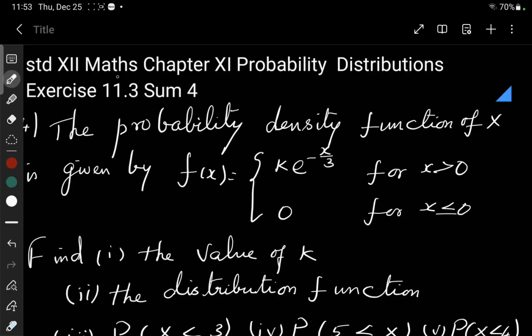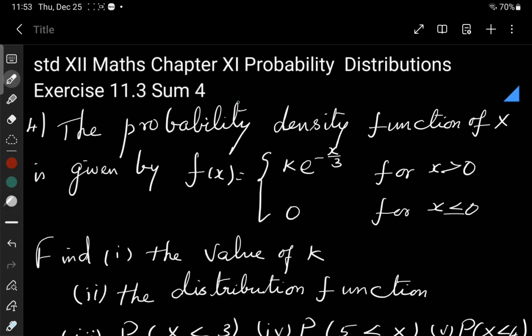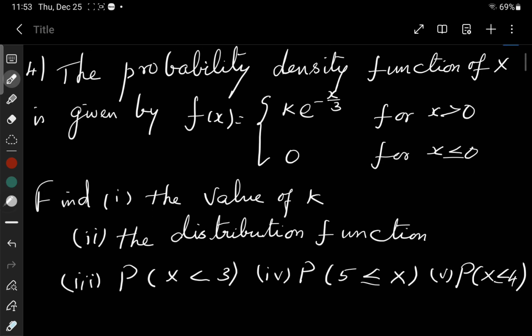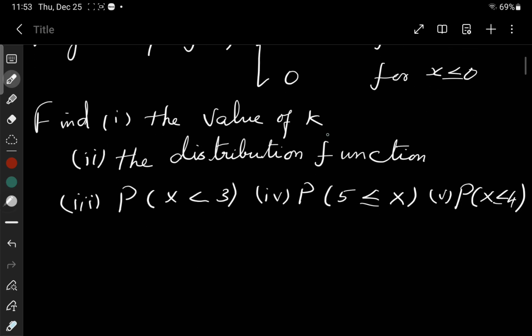See Standard 12th Maths, Chapter 11, Probability Distributions. Exercise 11.3, Sum 4. The probability density function of x is given by f of x equal to k e power minus x by 3 for x greater than 0, 0 for x less than or equal to 0. First question, find the value of k.